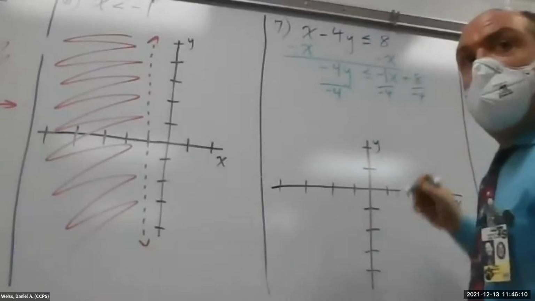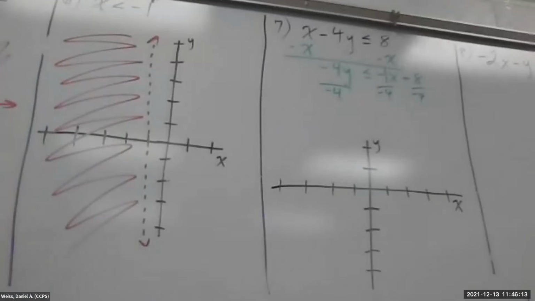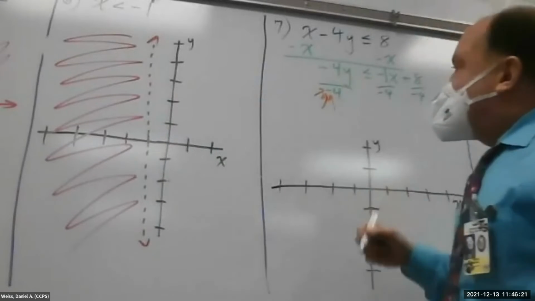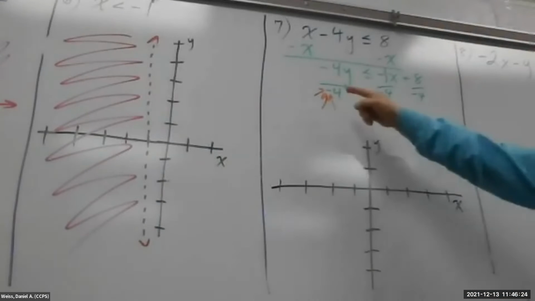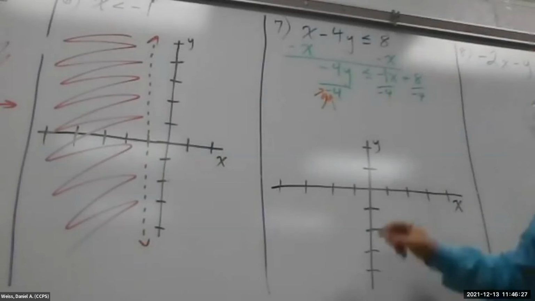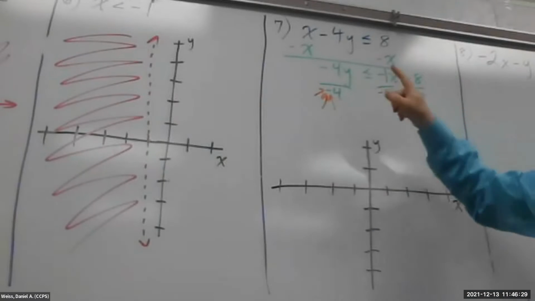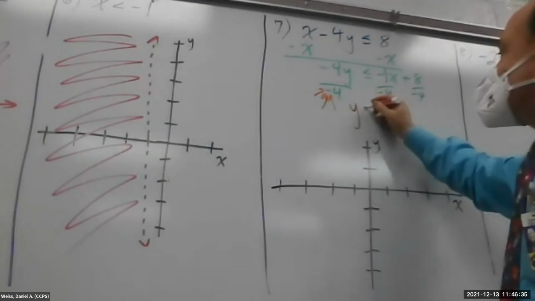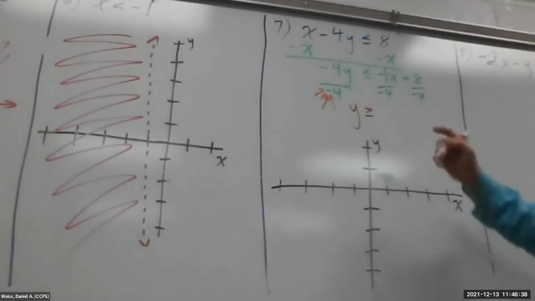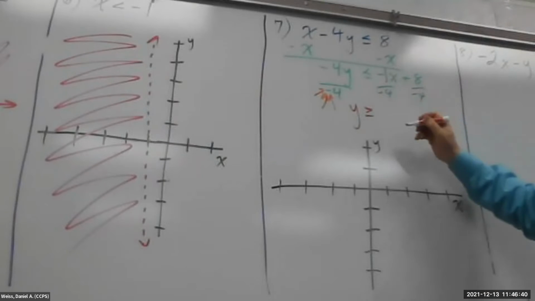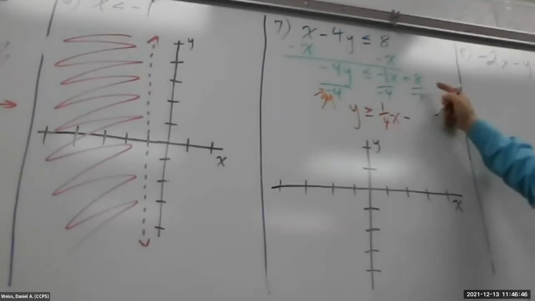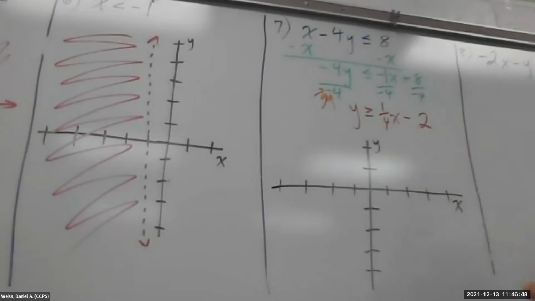Divide by negative 4. Now, do you remember? Warning, divide by a negative. When you divide by a negative, what happens to this sign? It flips, remember? So y is greater than or equal to, negative over negative is a positive, 1/4 x. Positive over negative is a minus. 8 divided by 4 is 2, right?